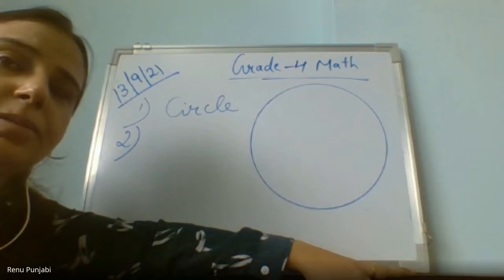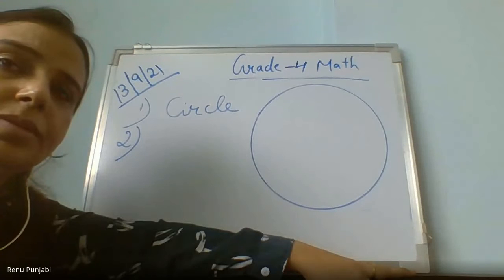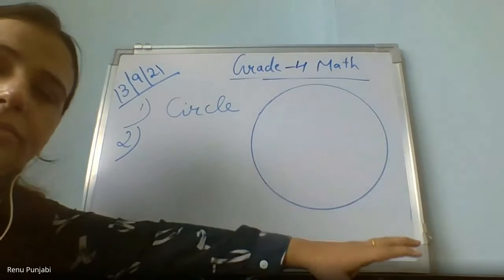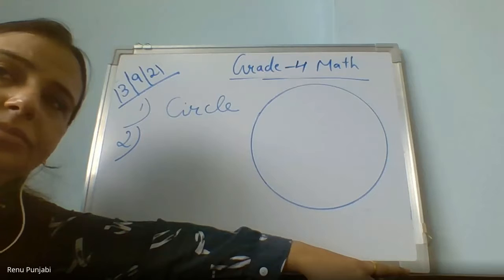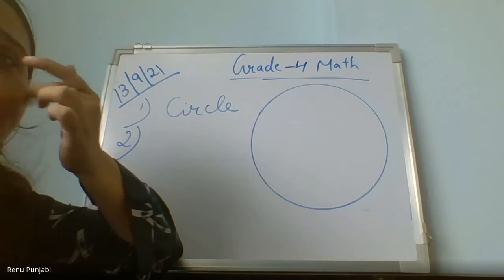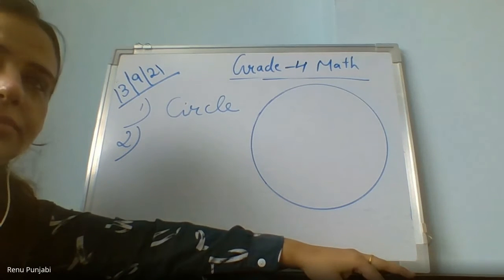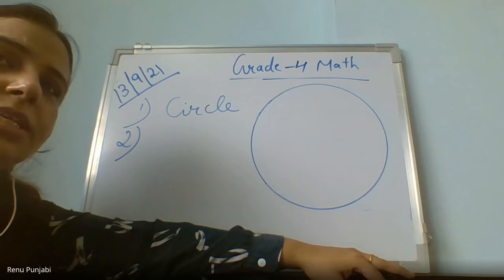Navya, what is a circle? A circle is a round shaped type of curved line that is called a circle. Bhakti, what is a circle? Ma'am, a circle does not have an edge and corner. It has just one face. Okay, what is a circle, Prayag?